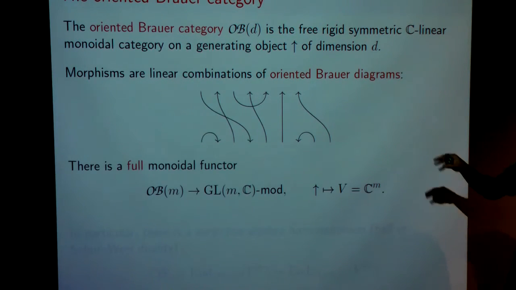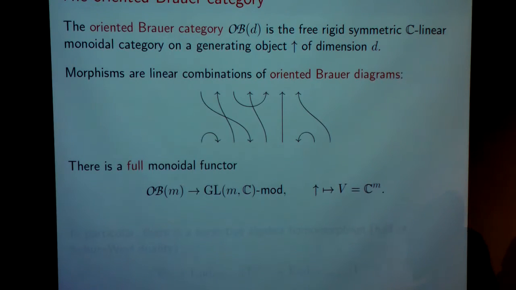And the whole reason this category is important is because there's a full monoidal functor that goes from this category to the category of modules over the general linear group. Okay, so the fact that this is full means you're capturing all the morphisms between tensor powers of this natural module and its dual in the image of this functor.